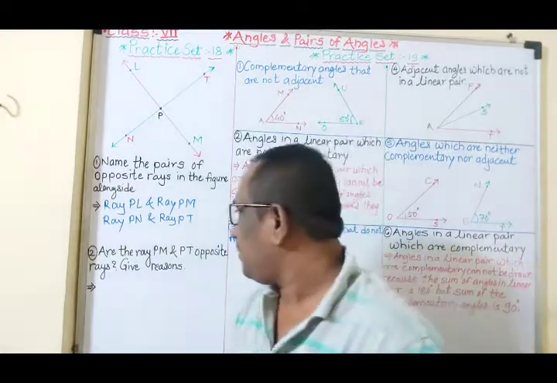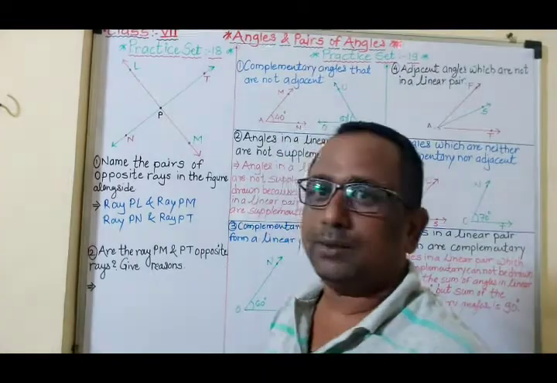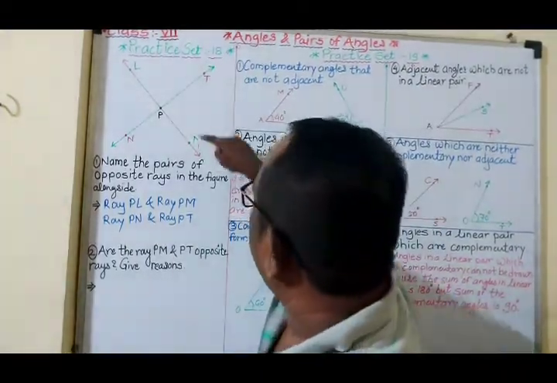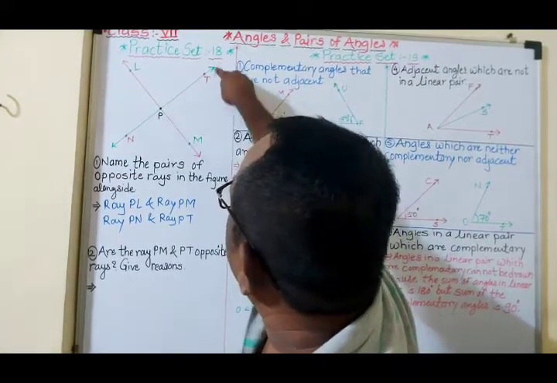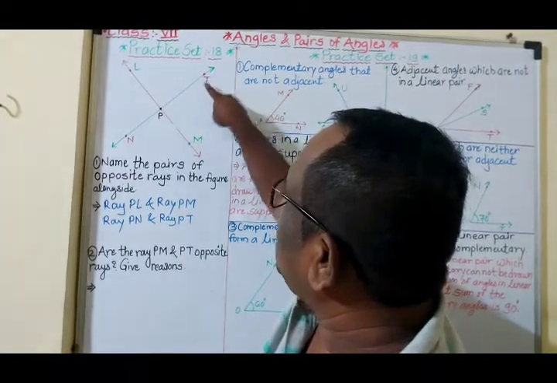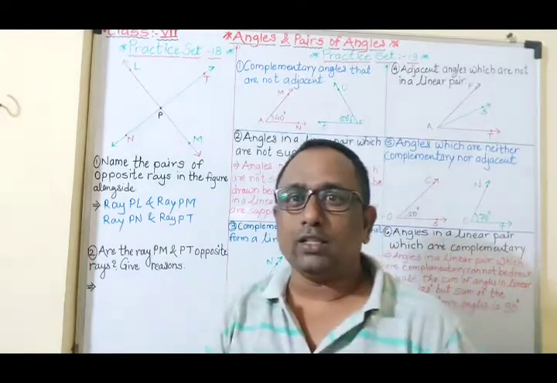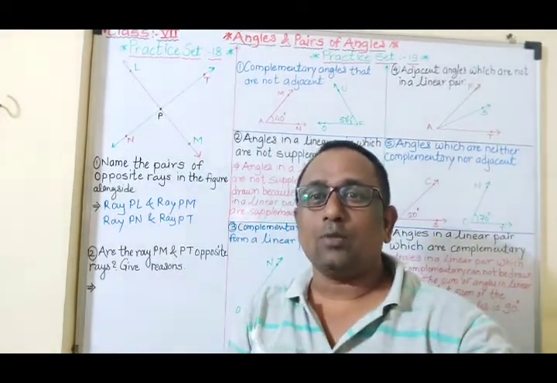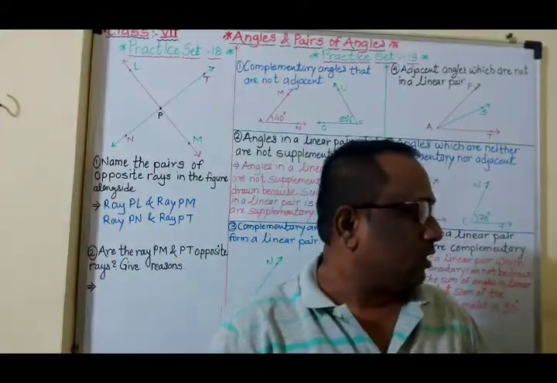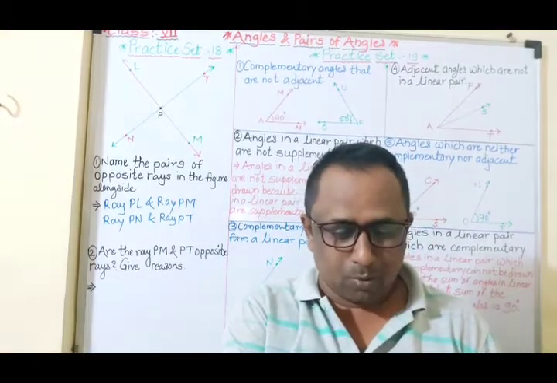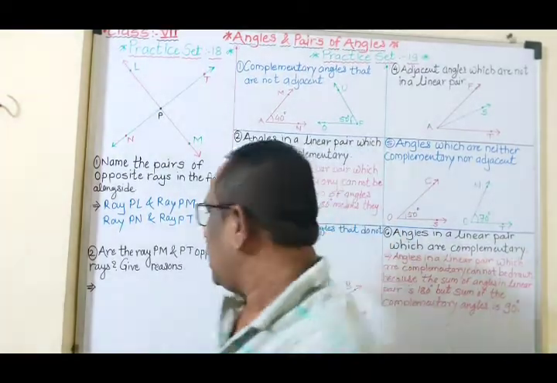Now they ask the second question: are the rays PM and PT opposite rays? Give reason. Okay, we'll see PM and PT. Are these the opposite rays? No. Why? Because we know in the definition that opposite rays should form a straight line. So we have to write the reason here.